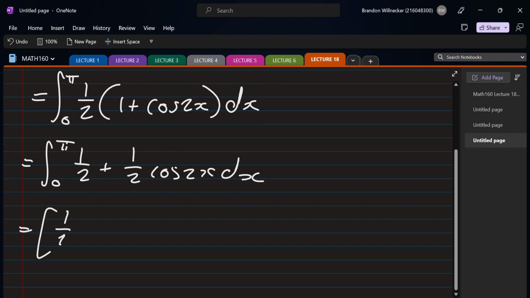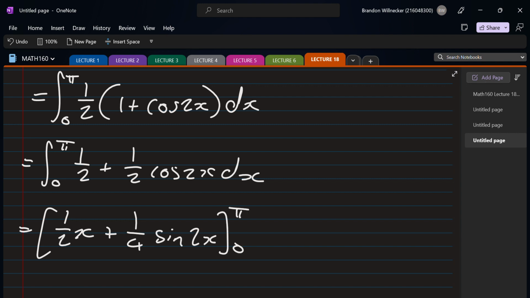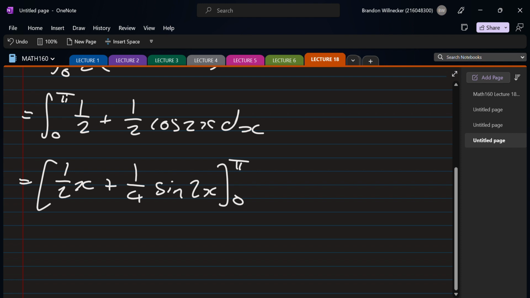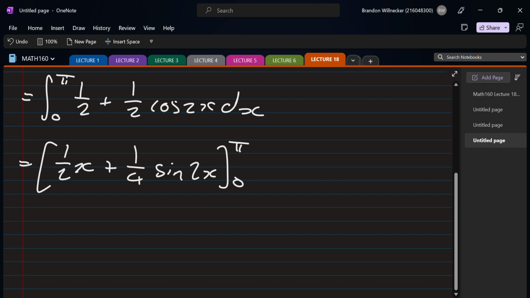So this will be 1/2 x plus 1/4 sine 2x from 0 to pi. Remember, when we're finding the antiderivative of cos ax, we need to divide by the a, not multiply. So when we differentiate, we multiply by whatever's in front of the x. Here we need to divide. And remember, the antiderivative of cos is positive sine, because the derivative of sine is positive cos. It goes back and forth like that. Then we can substitute.